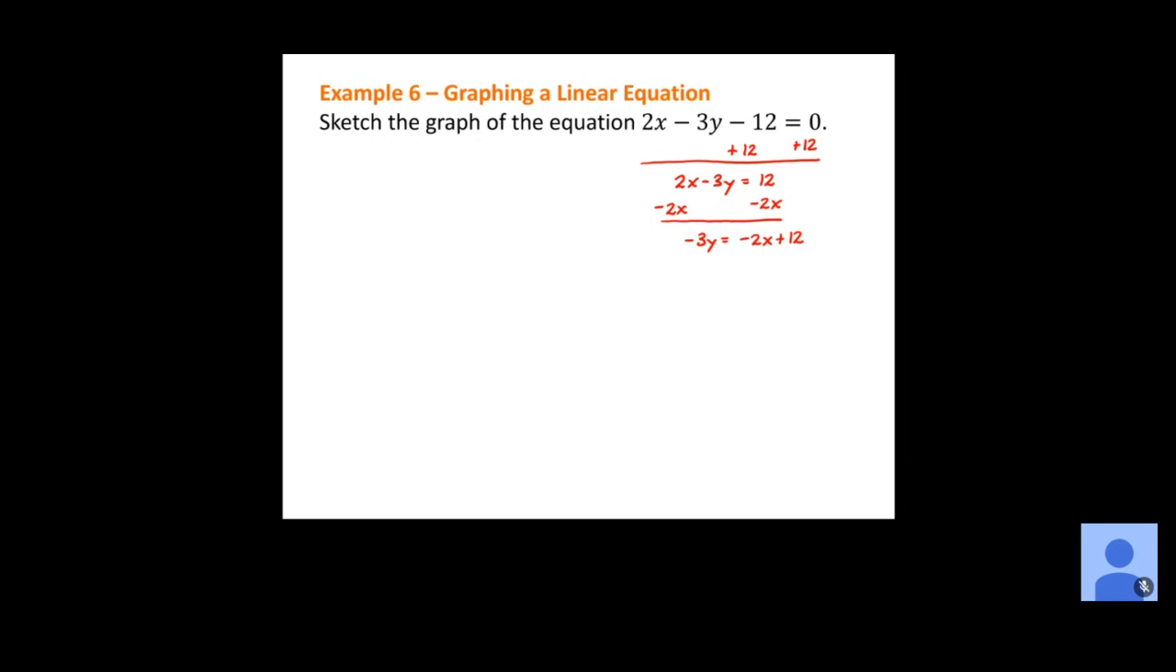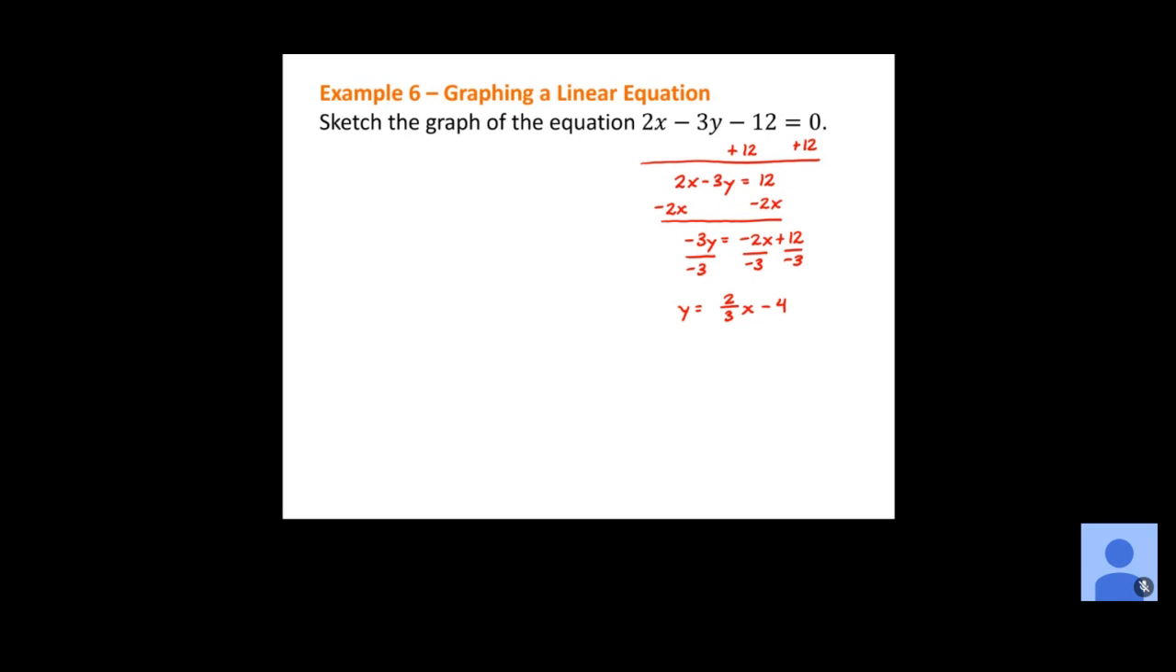And then finally, we need to divide to get y by itself, so I'm going to divide by negative 3. And again, that means I need to divide every term on the right by negative 3. So negative 3 here, negative 3 here. There's our y value. Negative 2 divided by negative 3 is going to become a positive 2/3 x. And then 12 divided by negative 3 is a negative 4, so just minus 4. Okay, so there's our slope-intercept form.